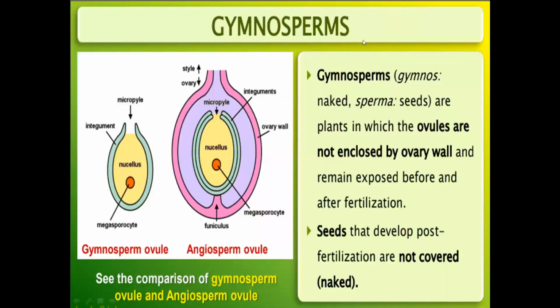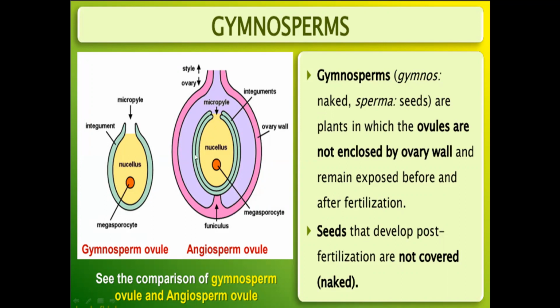Next, gymnosperms have naked seeds. Ovules are not enclosed in the ovary walls. The seed is not covered, so seeds are naked. This is the ovule of an angiosperm. The outside pink color you can see is the ovary wall. In angiosperms there is an ovary wall. In the gymnosperm ovule there is no ovary wall.